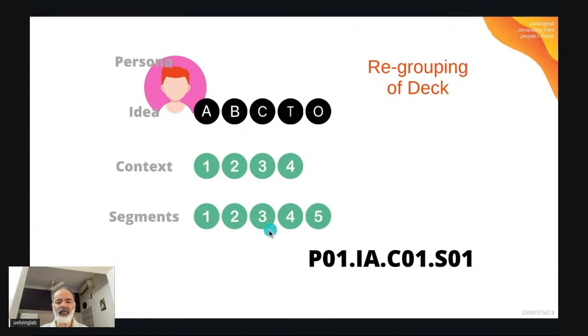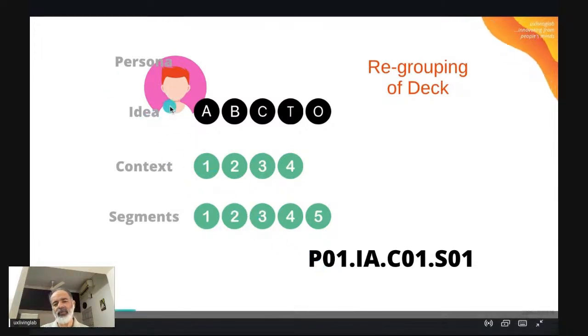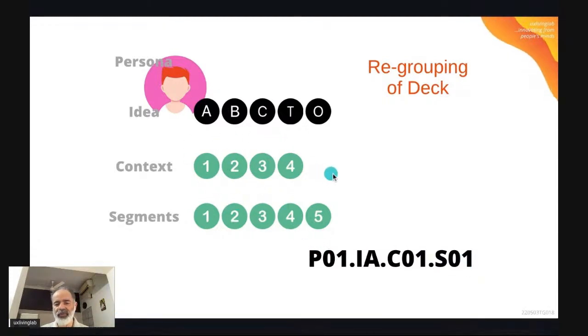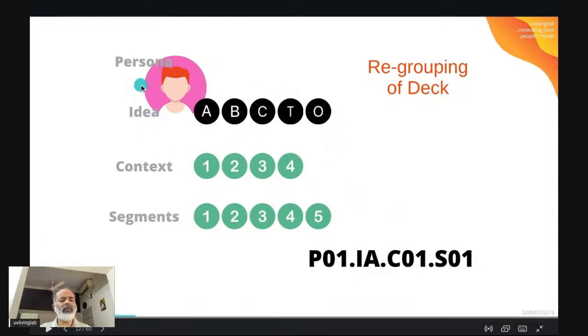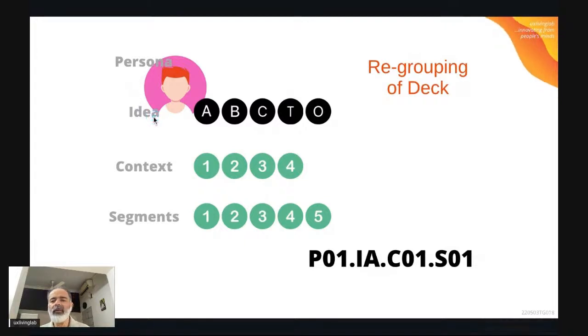Then segments, mainly 5 segments: geographic, demographic, psychographic, behavioral, and usage. These are the 5 segments. So the entire information deck is grouped like this: P01, the persona, then idea, then context, then segment. That is P01, idea 1, then context 1, then segment 1. This way you can group the information: persona 2, idea 1, context 1, like that. This is the way of grouping the deck.